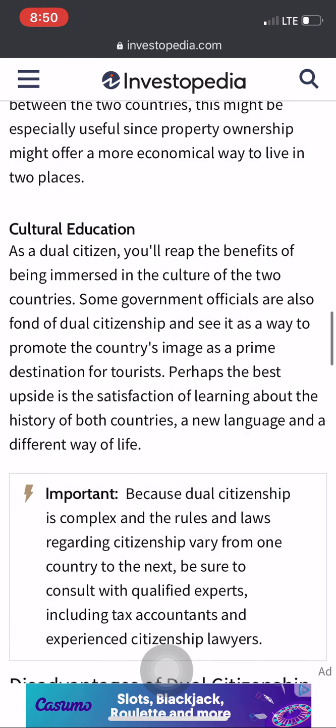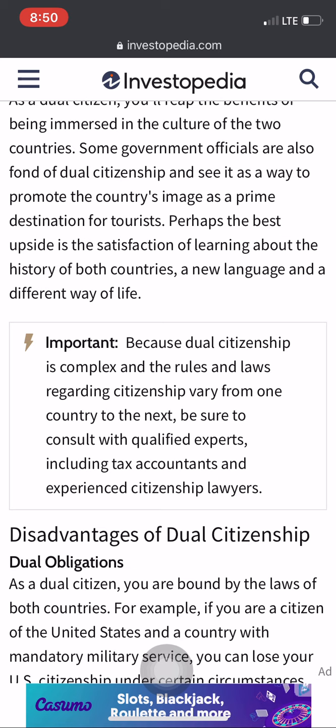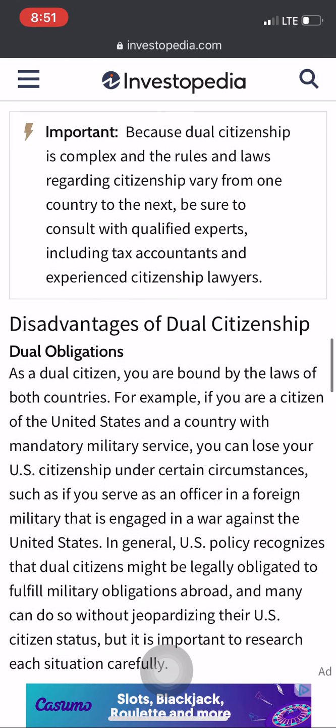Because dual citizenship is complex and the rules and laws regarding citizenship vary from one country to the next, be sure to consult with qualified experts, including tax accountants and experienced citizenship lawyers. What are the disadvantages? Many people don't talk about these things, so I will highlight these.